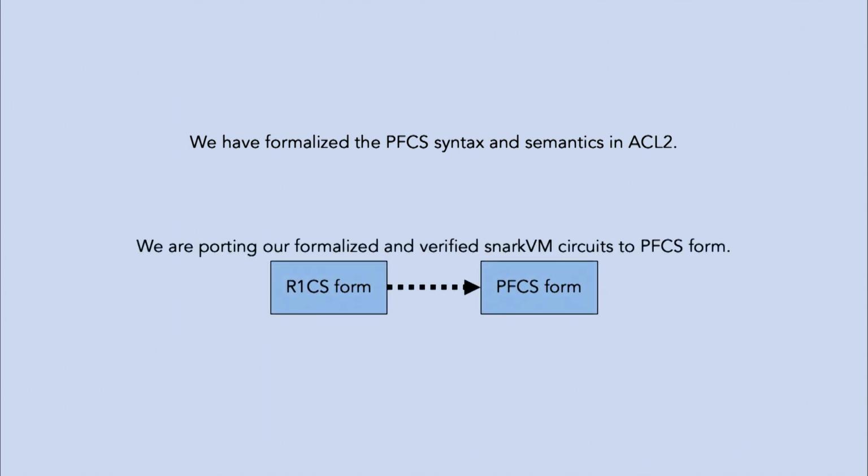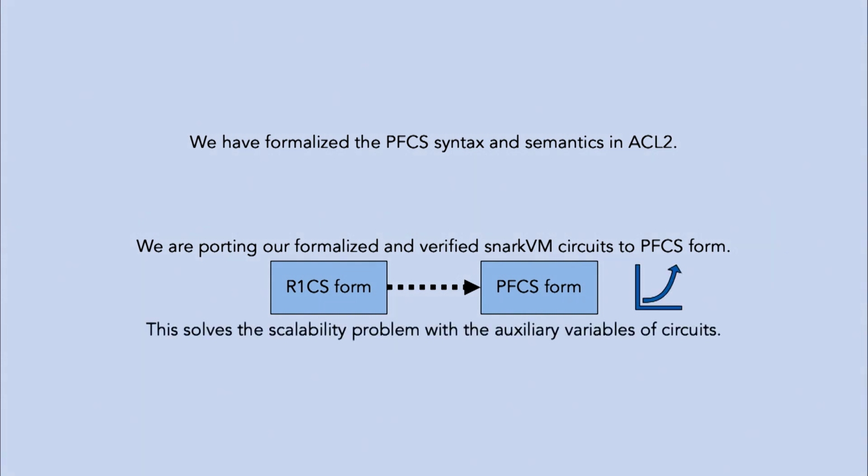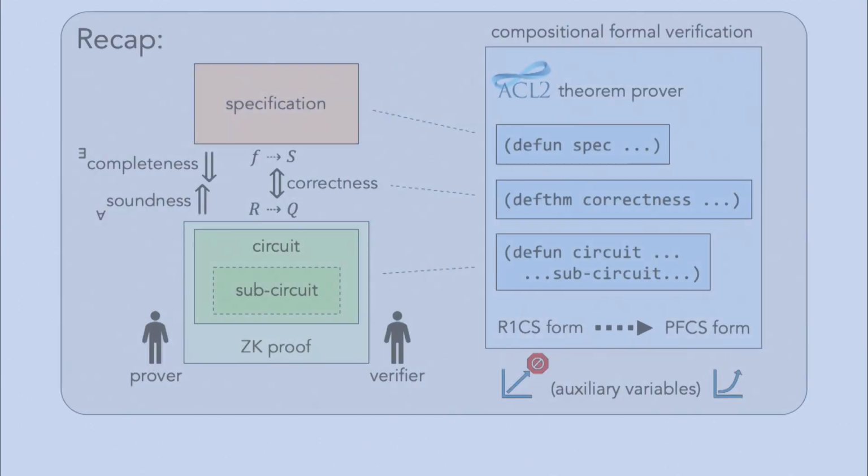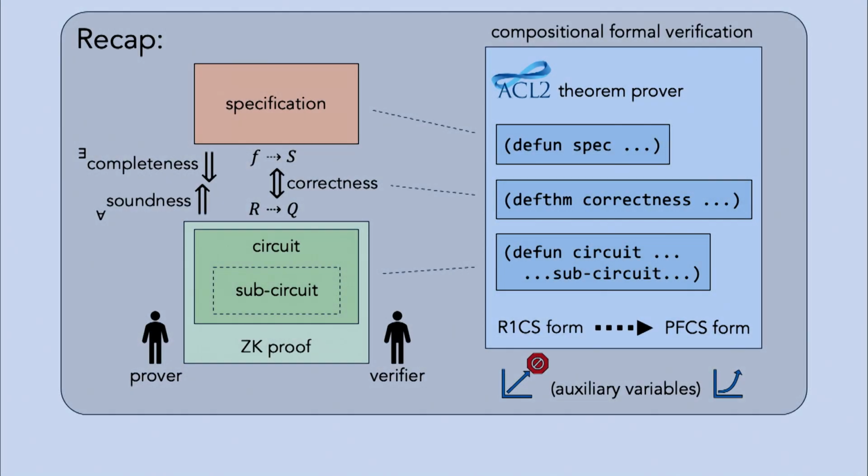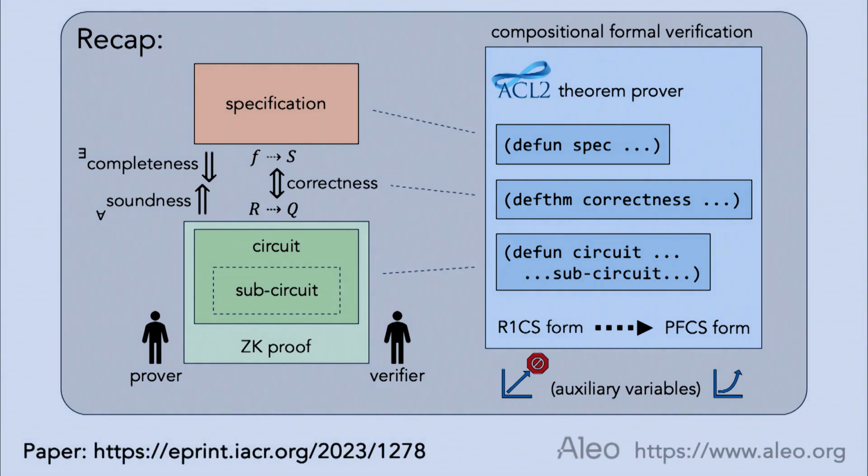So we have formalized PFCSs in the theorem prover, like we did for R1CSs, and we are porting our work to PFCS form, and this solves that scalability issue. Here is a graphical recap of what I've discussed. You can find more information in the paper and also on our website.